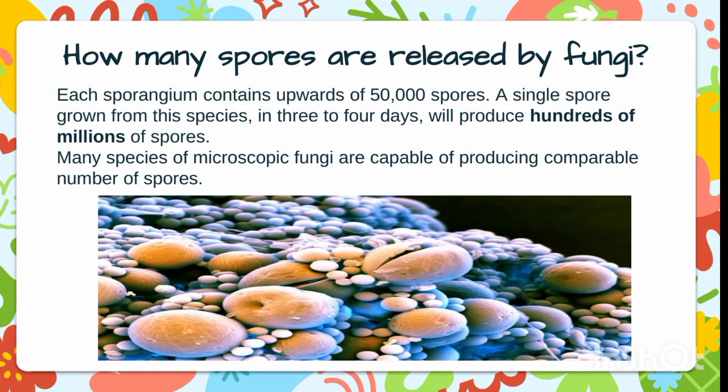How many spores are released by fungi? Each sporangium contains upward of 50,000 spores. A single spore grown from this species in 3 or 4 days will produce hundreds of millions of spores. Many species of microscopic fungi are capable of producing a comparable number of spores.